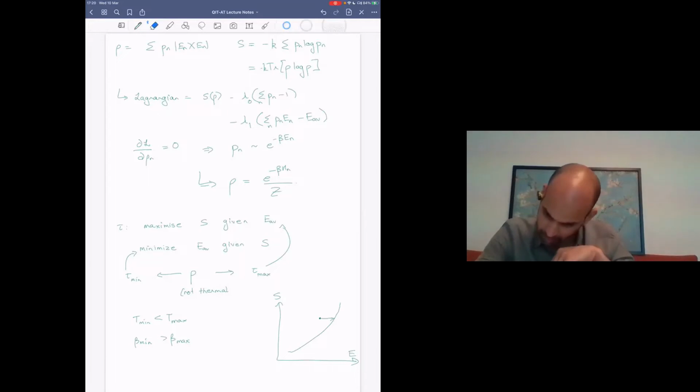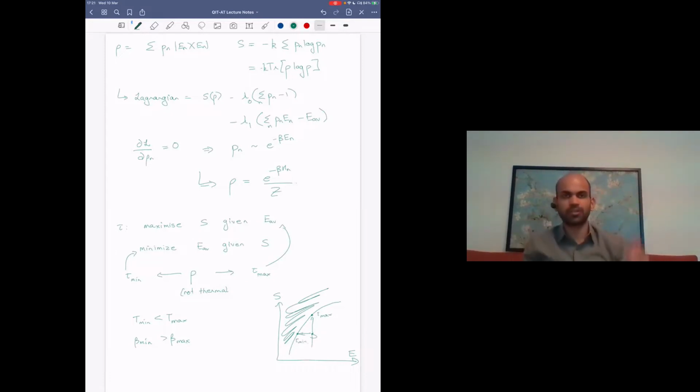Oh, I'm sorry. I believe I have drawn this the opposite way. So the thermal states are the ones that, for fixed energy, maximize the entropy. So there's nothing in this region. And if I'm here, I can either maximize the entropy or minimize the energy. This is rho, this is tau max, this is tau minimum.